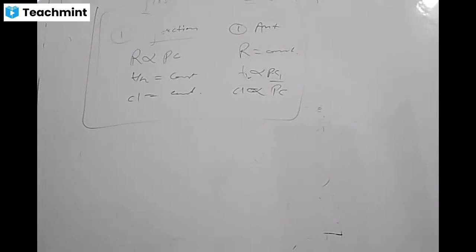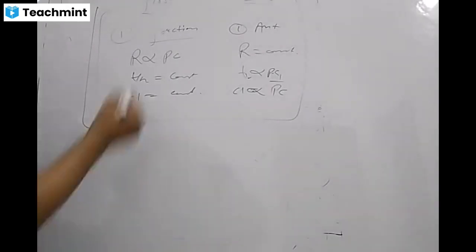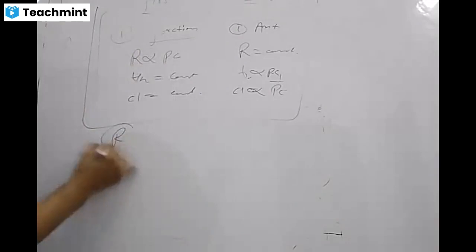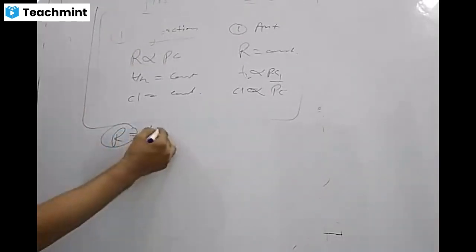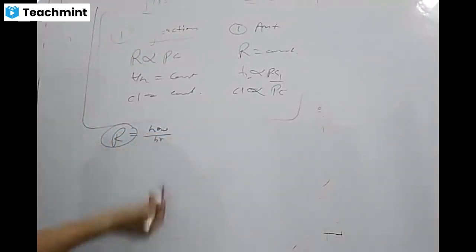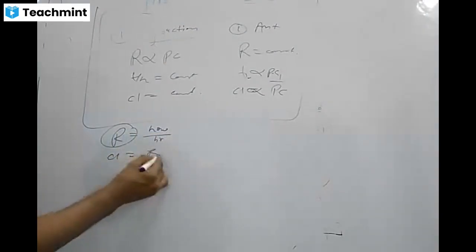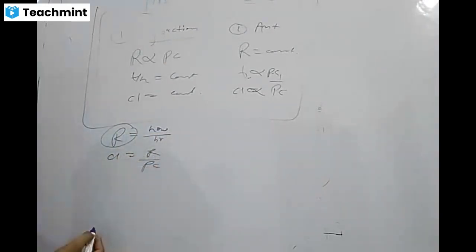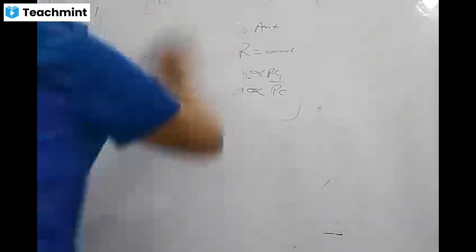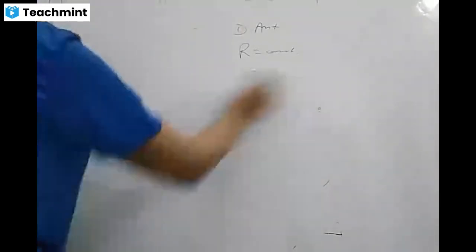You can easily calculate in your exam also, because the formula for rate of elimination is how much is eliminated per hour, that is per time. Clearance is R by PC, and T half is nothing but the time in which it is reducing to 50%. So these were the first order and zero order kinetics.